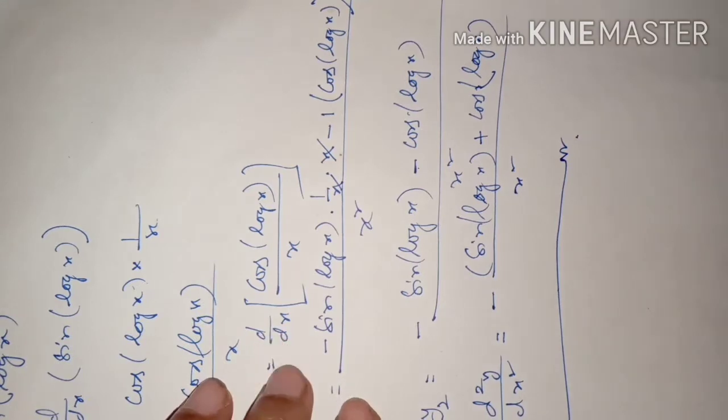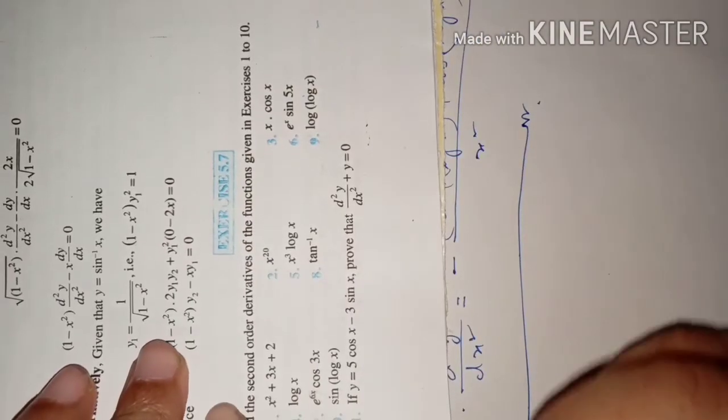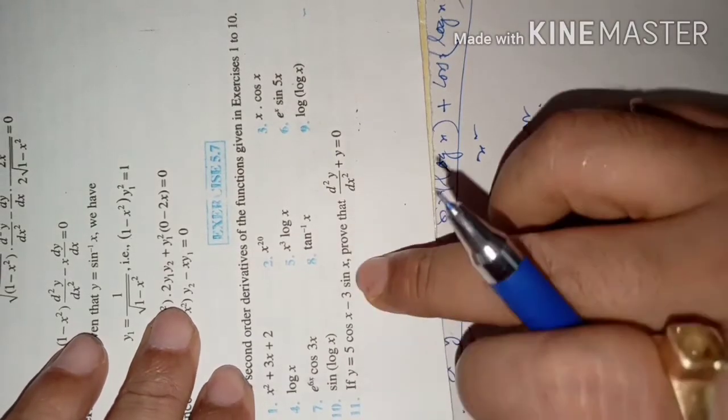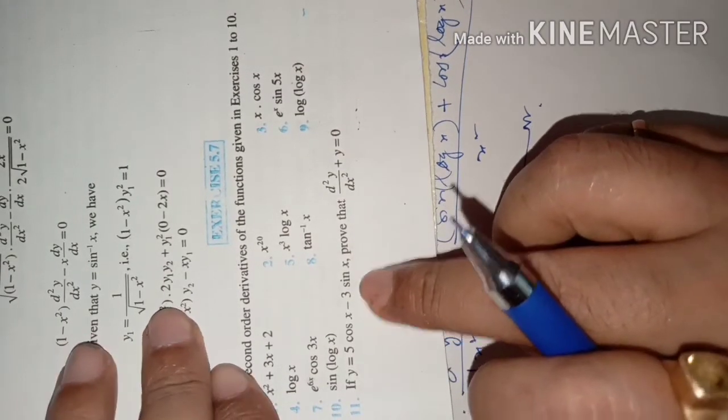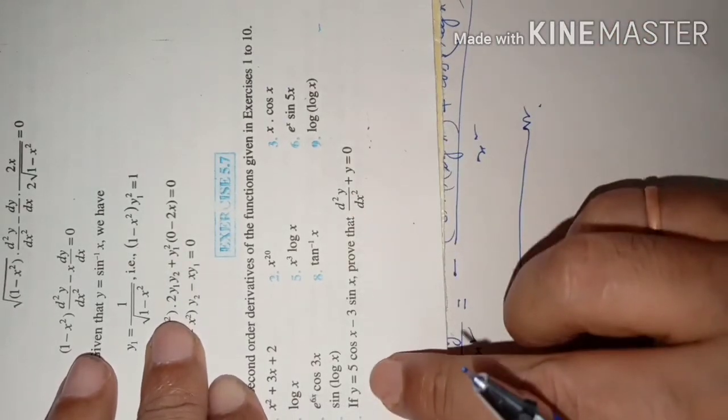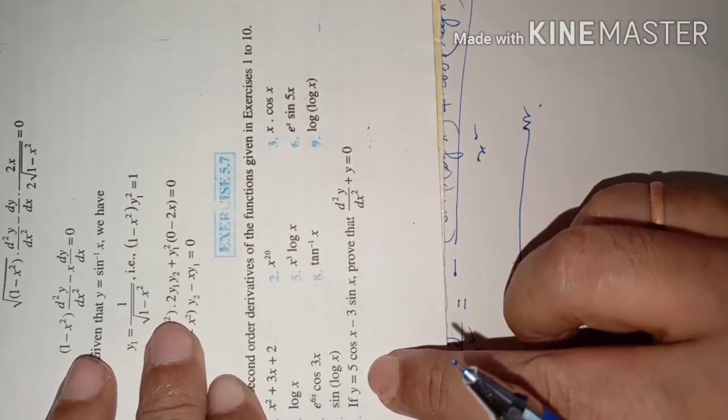Okay now students, question number 11. If y is 5 cos x minus 3 sin x, prove that d2y by dx square plus y is equal to 0. Let us find d2y by dx square from here.